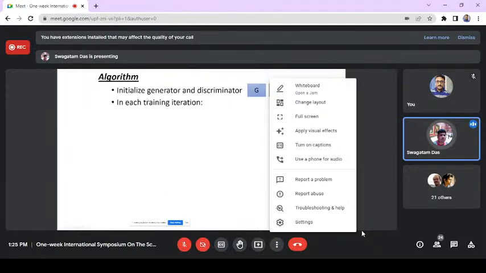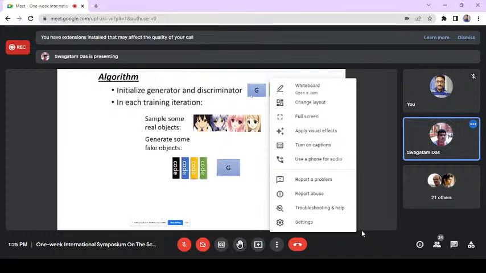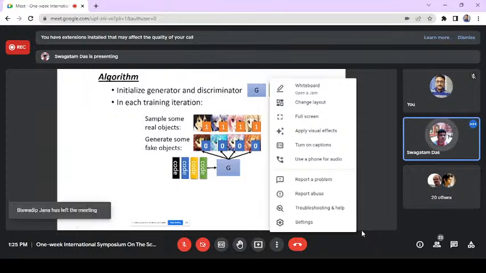So we initialize the generator and discriminator. That means we have two neural networks. We initialize their weights and bias values. In each training iteration, we sample some real objects from a real world training set. Then the generator generates some fake objects like this. Then the discriminator is updated based on the manual labeling of the real, because as a user you know which one is real and which one is fake, so you can label them and you can update the discriminator.